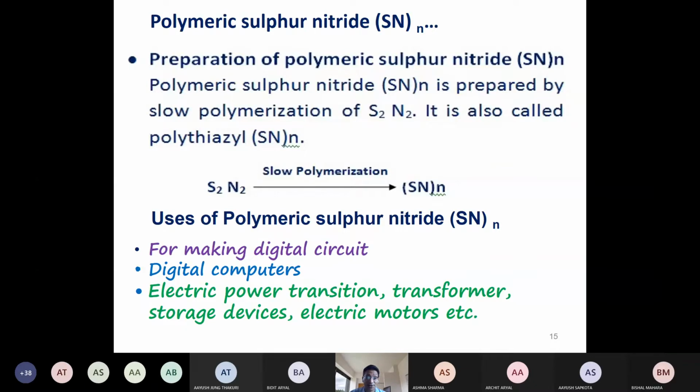The usage of polymeric sulfur nitride is in making digital circuits, digital computers, electric power transmission, transformers, storage devices like pen drives, hard drives, electric motors, etc.